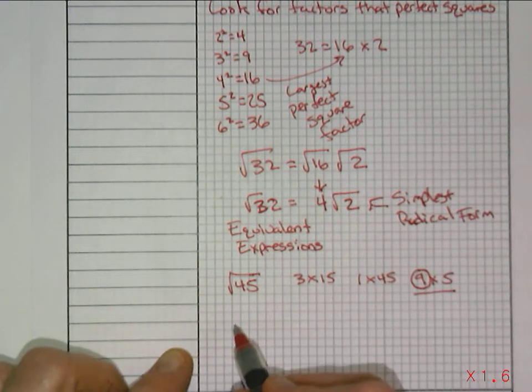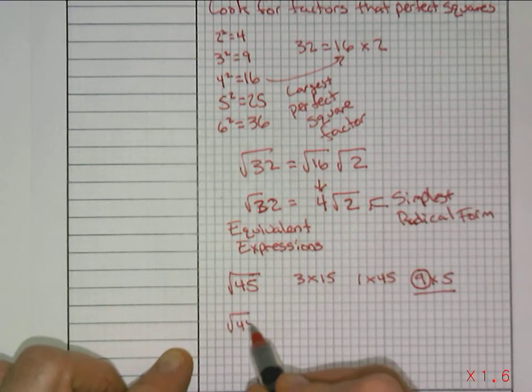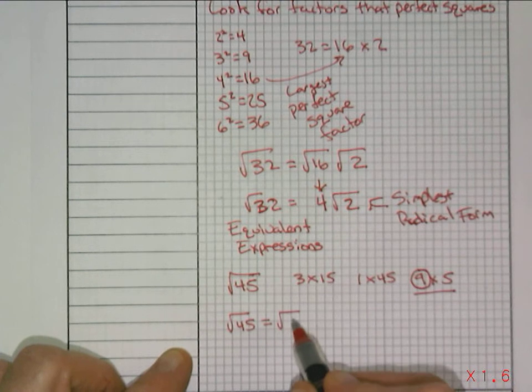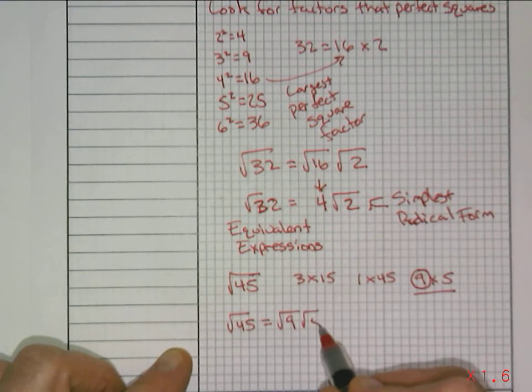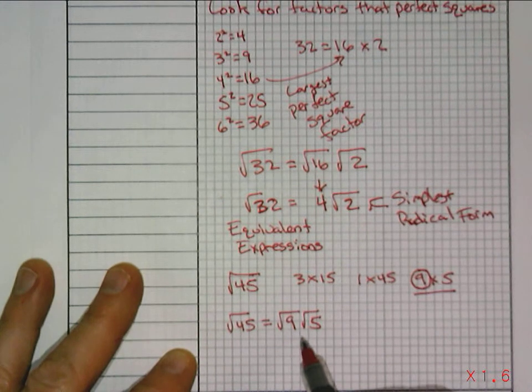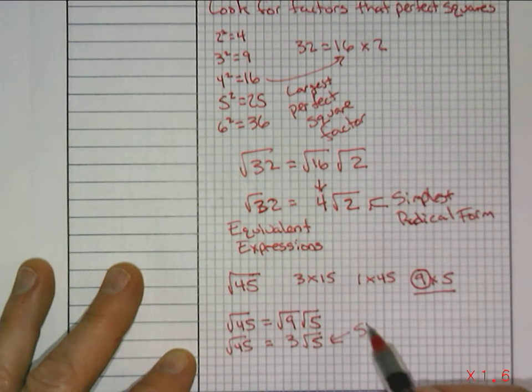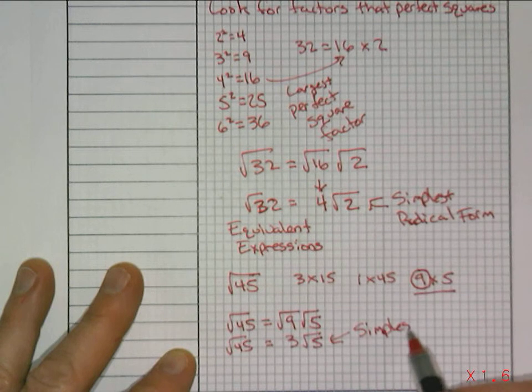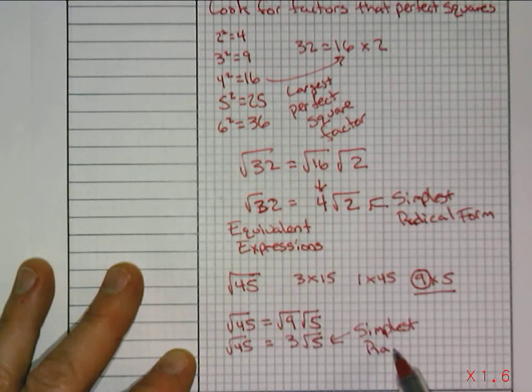So that means the square root of 45 would be the same as the square root of 9 times the square root of 5. And so now all I need to do is solve the part I can, which is the square root of 9. I know that is 3. And that would stay the square root of 5 because I don't know what that is, at least not directly. So now I have the square root of 45 in simplest radical form.